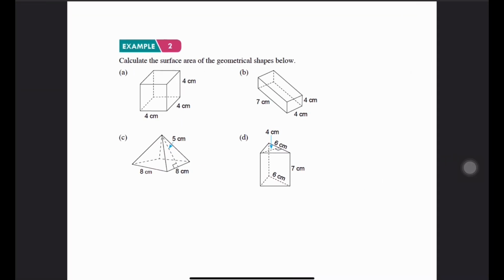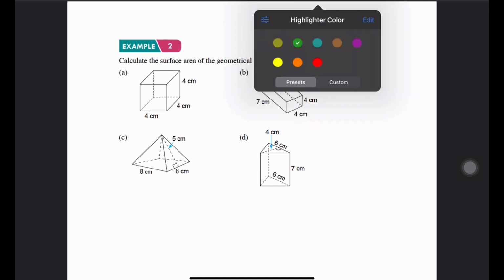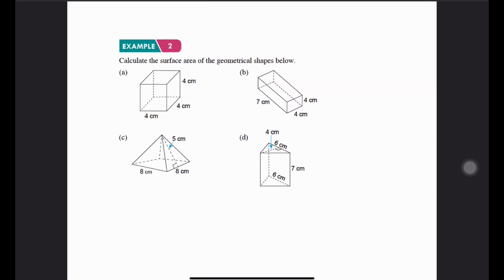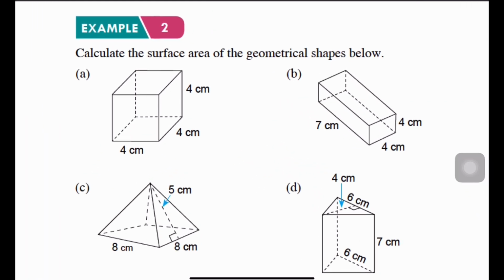Okay, example. Sekarang we look at the first example. So the first example we have the shape of a bentuk apa ni? Cube, betul? Net untuk cube. Kita tahu kita ada square. This square 1, 2, 3, 4. Kita ada square yang ada 6 bentuk, betul?